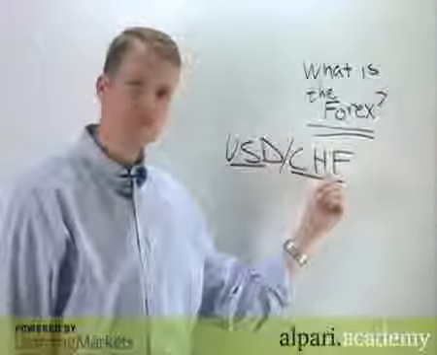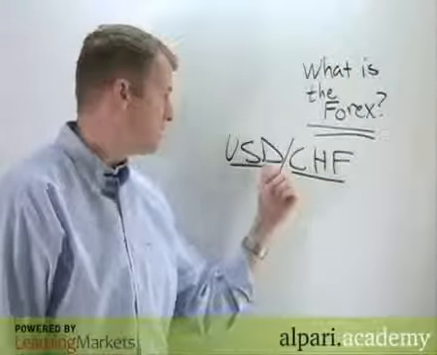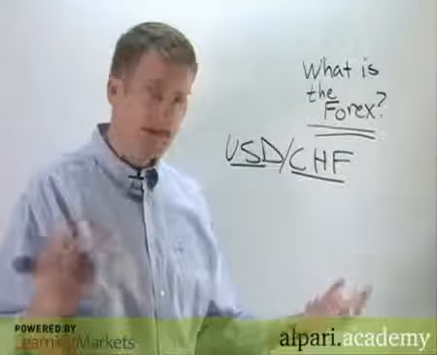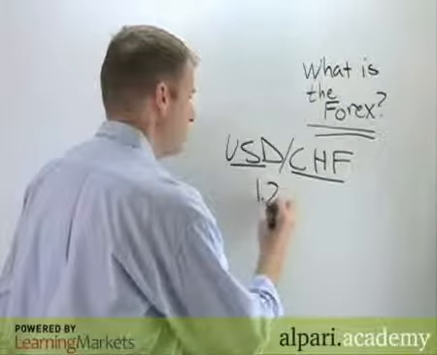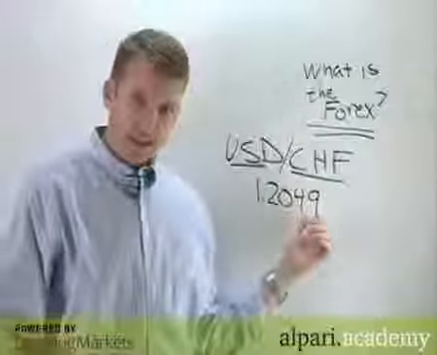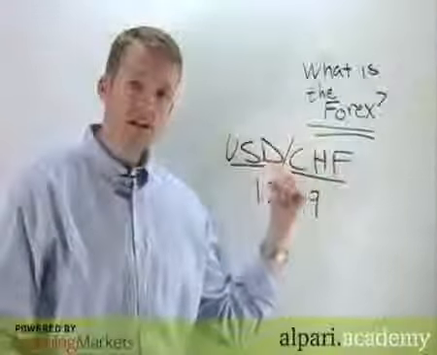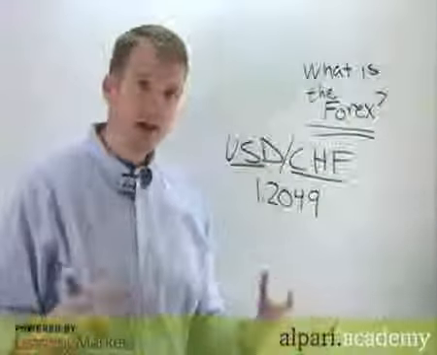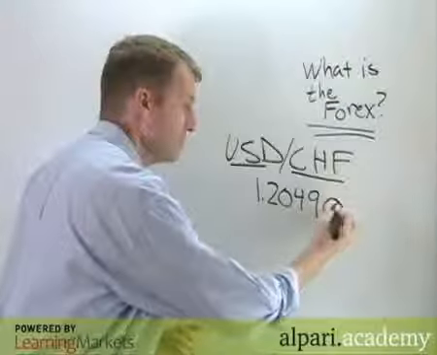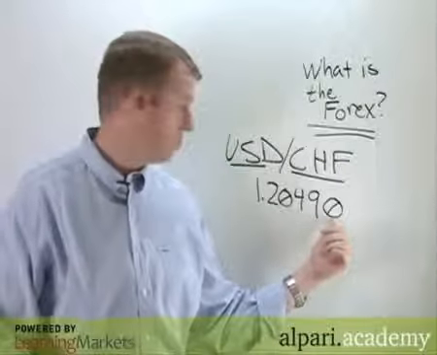This is the symbol for Swiss francs, and this is the notation you would see when you're talking about a Forex pair. This is the dollar compared to the franc. Well, what is the exchange rate for the dollar franc? Let's say it's 1.2049. That means it costs 1.2049 francs to buy a dollar. So that's pretty simple. Exchange rates are typically carried out to the 4th or 5th decimal place when you're getting really good pricing, so you can get all the way out to the 5th decimal place.